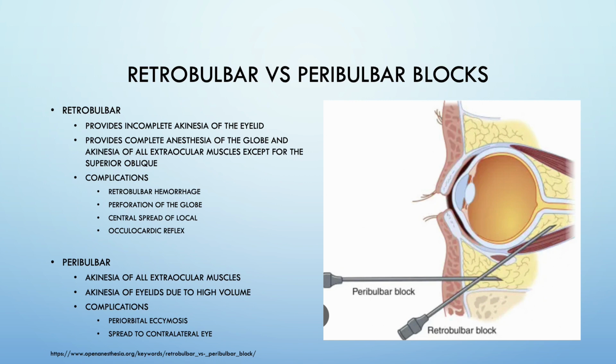You can get periorbital ecchymosis and sometimes spread to the contralateral eye just because of the increased volume of local that is needed, but in general it tends to be a safer block to do than the retrobulbar.